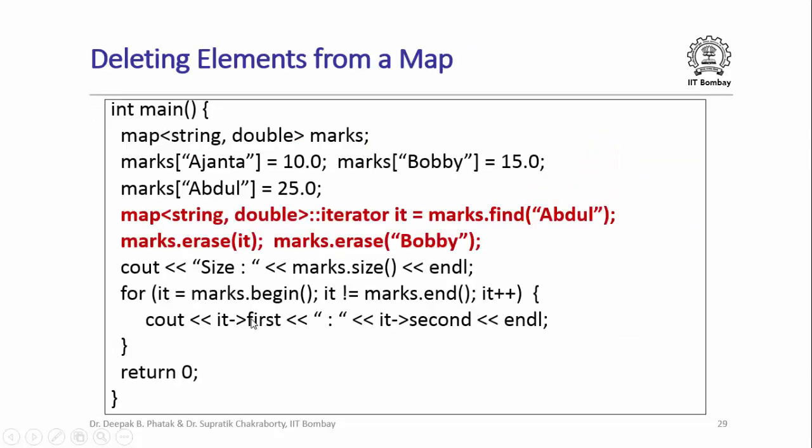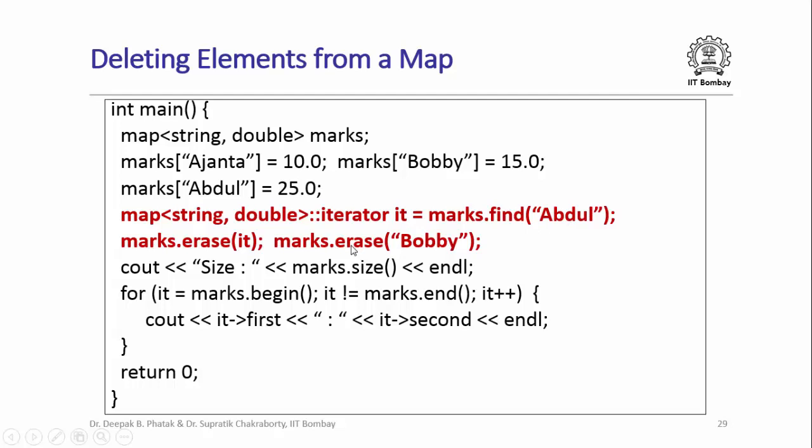How do we delete elements from a map? Well, this is done through an iterator. So for example, here I have created a map named marks, and then I have inserted 3 elements in it, and then I have said, please give me an iterator which points to the key value pair where the key matches Abdul. And once I get that iterator, I could call marks.erase with that iterator, and that will delete or erase that key value pair to which this iterator was pointing.